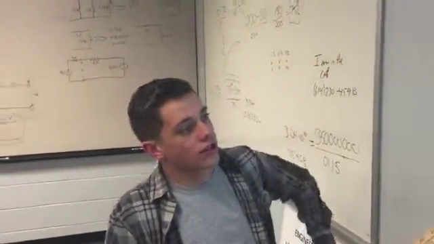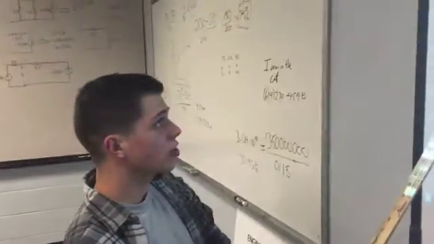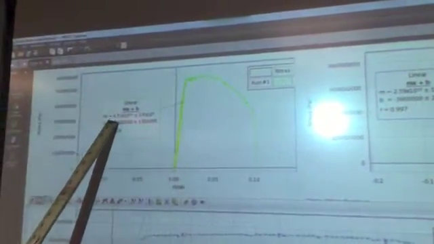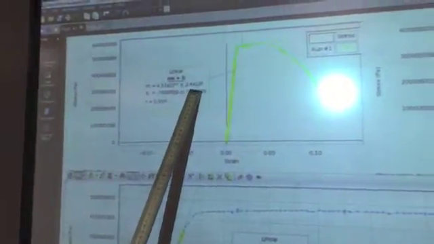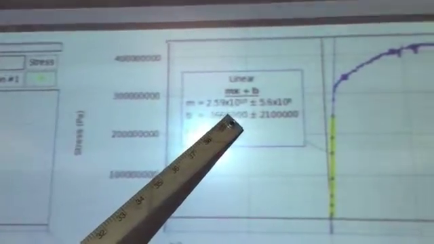All right, now looking at our modulus of elasticity for each of our materials, it should be represented by the slope of a best fit line for our data within this highlighted region. So we have here that our slope m is 4.51 times 10 to the 10th, and this is in pascals. And we have plus or minus 2.4 times 10 to the 8th pascals. Then here we have 2.59 times 10 to the 10th pascals, and then down here we have 3.14 times 10 to the 10th pascals.